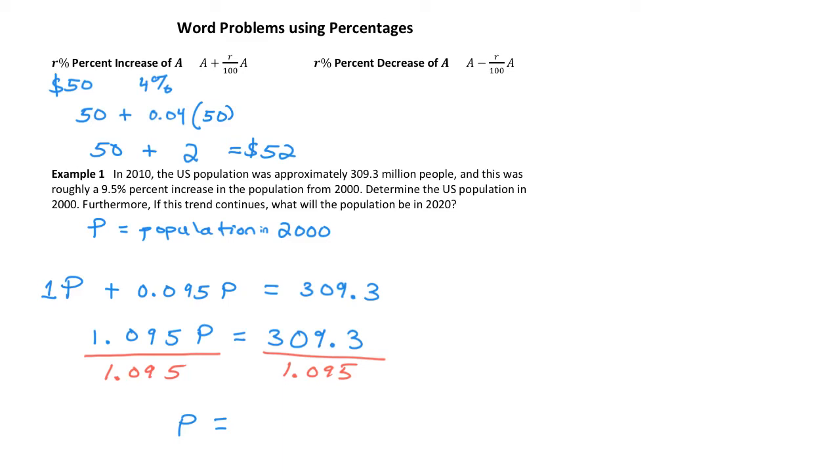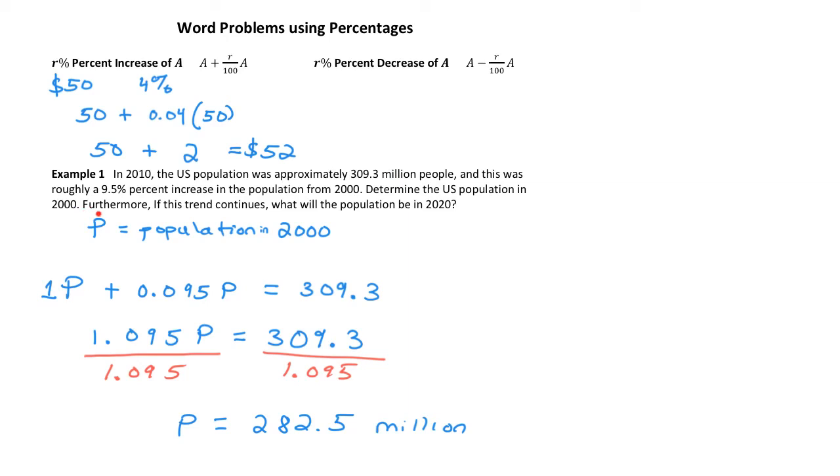Okay, I'm going to round this a little bit. Maybe I'll even round it to 1 decimal place because that'll match with this answer here. If I do that, I get 282.5. And what that means is million. So the population in the year 2000 was 282.5 million people. And if you apply this 9.5% increase to that amount, it would take us up to this value here.